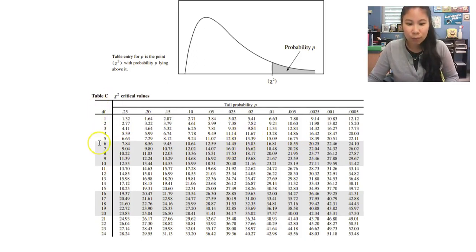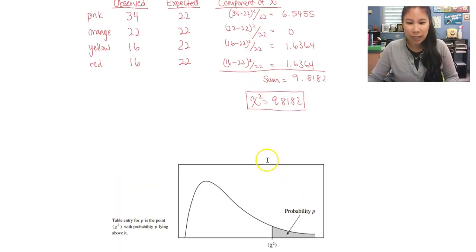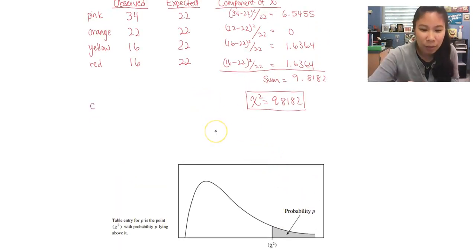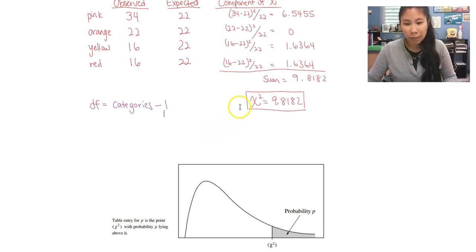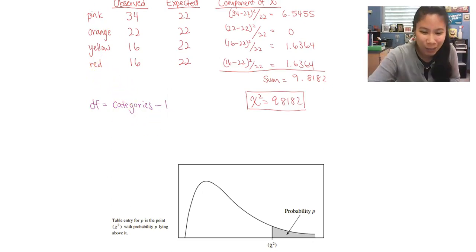The degrees of freedom formula is to find the number of categories that you have, subtract by 1, not your sample size. Our sample size was 88 here because I had 88 starbursts total, but that's not what we're calculating for. So our categories are our different colors. We had 4 categories minus 1 would be 3. So our degrees of freedom is 3.